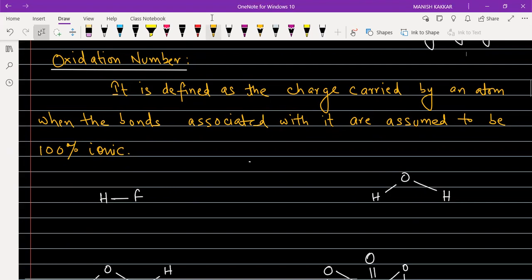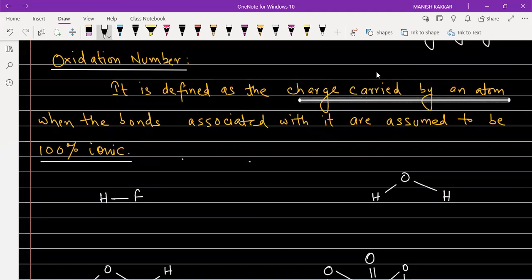ठीक है। Oxidation number क्या होता है? Let us analyze now. इसकी definition है, it is defined as the charge carried by an atom when the bond associated with it are assumed to be 100% ionic. ठीक है। This is a very important term in the definition, 100% ionic. And of course, another important thing is charge carried by an atom.